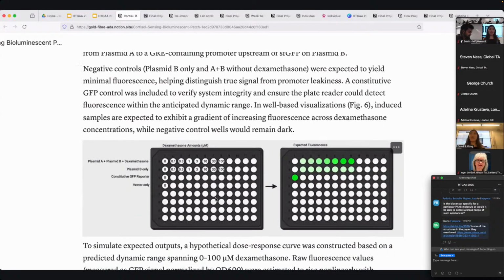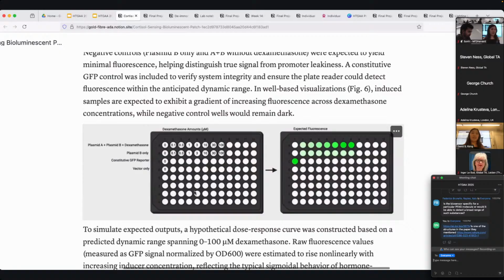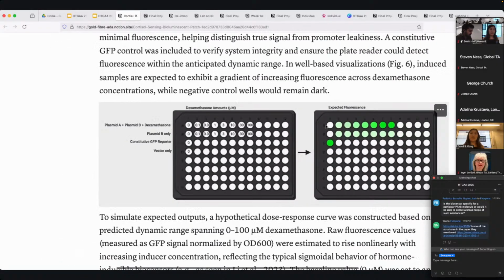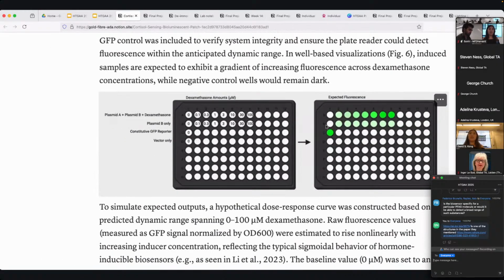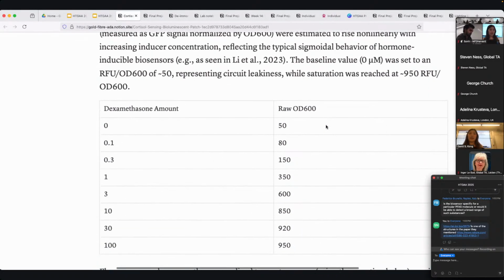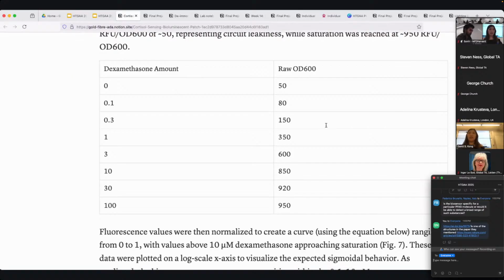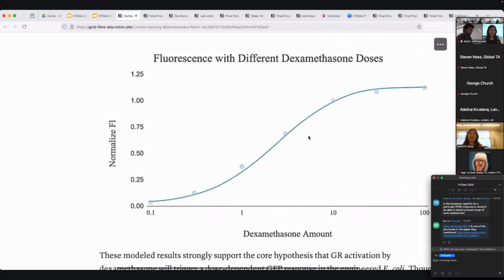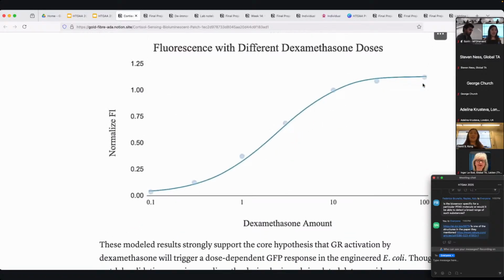And so, as I said, my final test would be an assay where I would dose different amounts of DEX. And I have here a diagram showing, so the top row is of course just my two plasmid system. And for 0, you would hope to see 0, then a gradual increase, and then a plateau. This is in reference to some other studies I saw that also use bioluminescent or fluorescent genetic circuits to detect other molecules. And so you would measure the OD600, you would get raw scores that would maybe look something like this. You would normalize them, and then you would get a sigmoid curve, ideally.